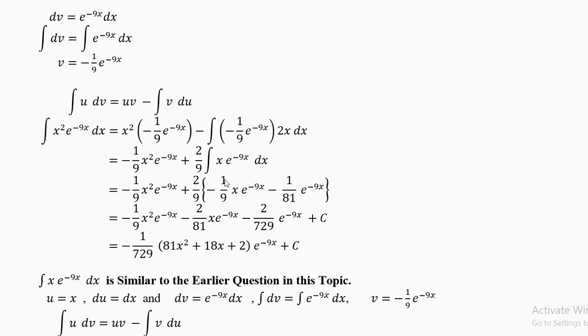Now open this flower bracket. 2 by 9 into minus 1 by 9 is minus 2 by 81, plus 2 by 9 into minus 1 by 81 is minus 2 by 729. Now e power minus 9x is repeating, so take it common, and take 1 over 729 also common with the minus sign. In the bracket you will get 81x square plus 18x plus 2. This bracket can be written on the left or on the right. It is sufficient to write it in one way, and I have preferred to write it on the left.